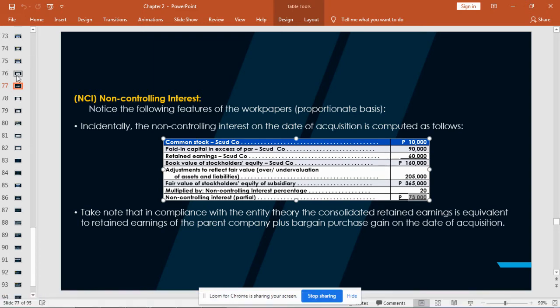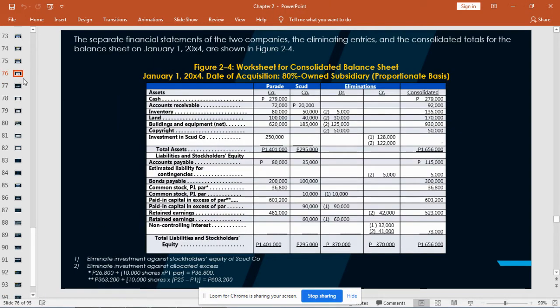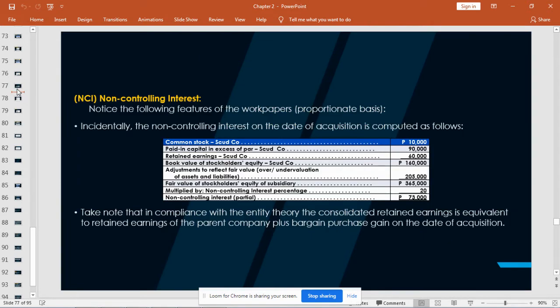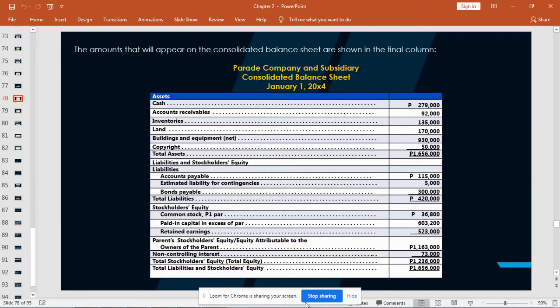Right? So kung samin ulit natin yung balance sheet natin, yung total non-controlling interest natin would be 73,000. Right? Okay. So, ayun nga, let's proceed. Ito na yung magiging consolidated balance sheet natin as of acquisition date.